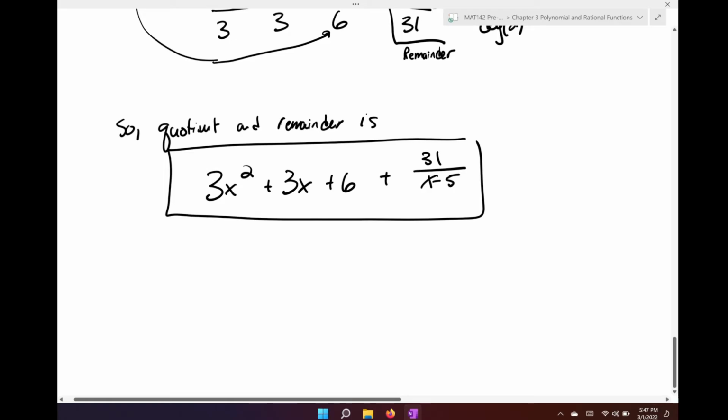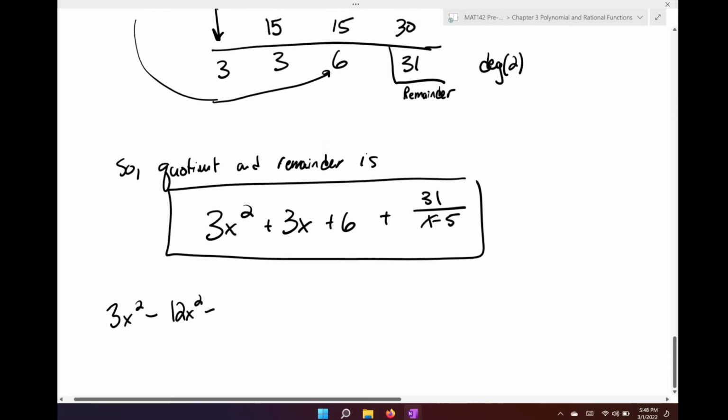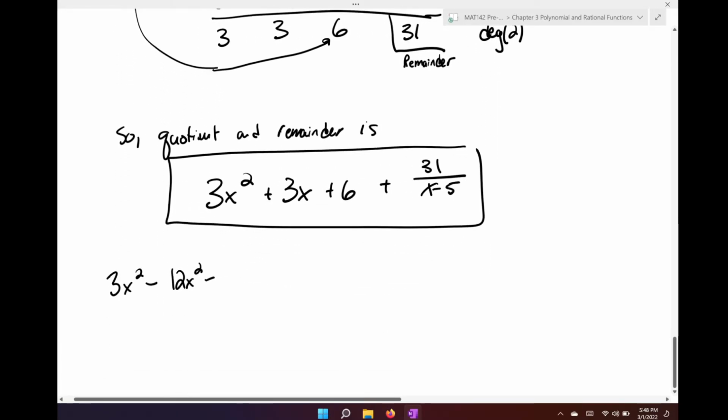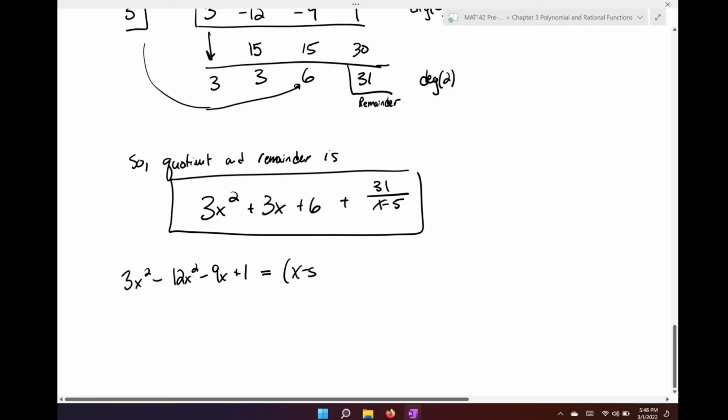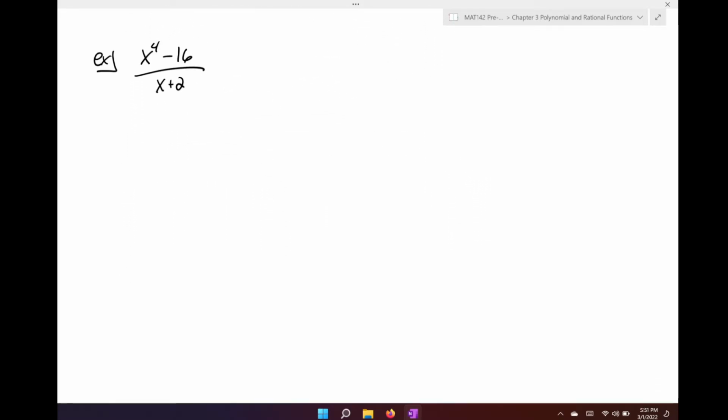Now, if they wanted you to write it out in the division algorithm format, you would have to write 3x to the third minus 12x to the second minus 9x plus 1 is equal to our divisor out front, which would have been x minus 5 times 3x to the second plus 3x plus 6 plus 31. Okay? Let's do another one here.